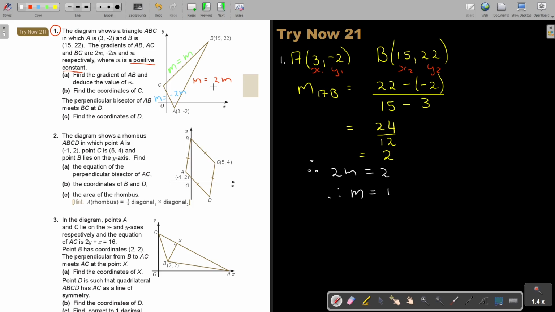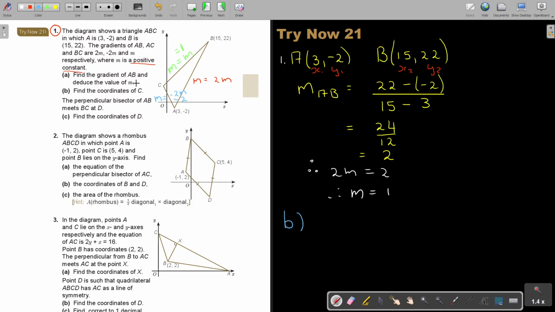Now that you have the value of m, you must remember this gradient is going to be negative 2, and the gradient of BC is going to be 1, because m is 1. So now I can find all the different gradients. So we found the gradient of AB and deduced the value of m. Now I go to number B.